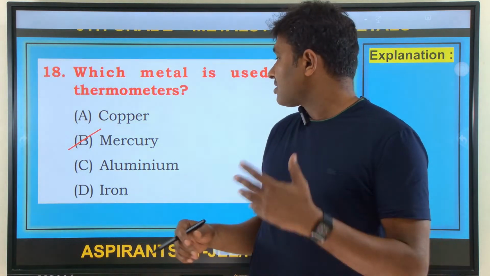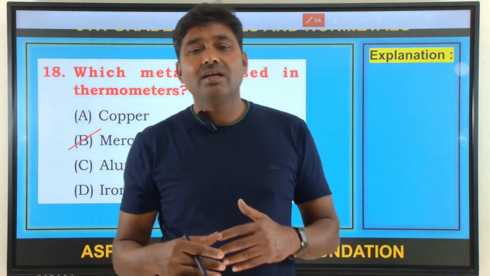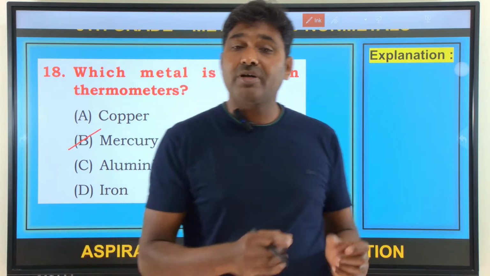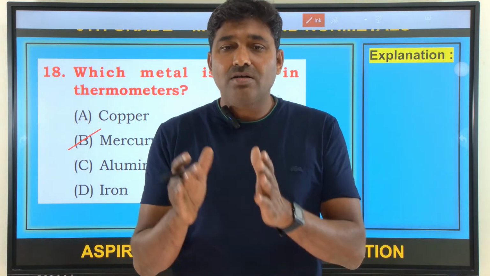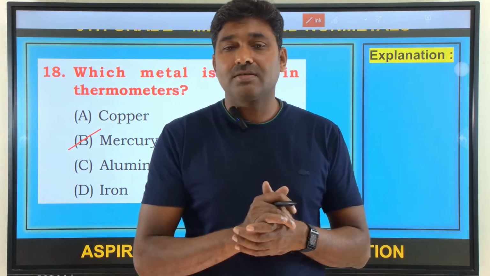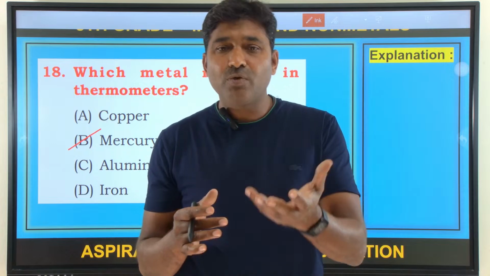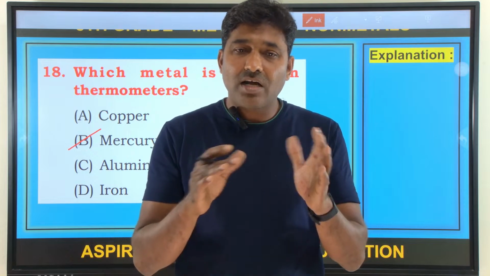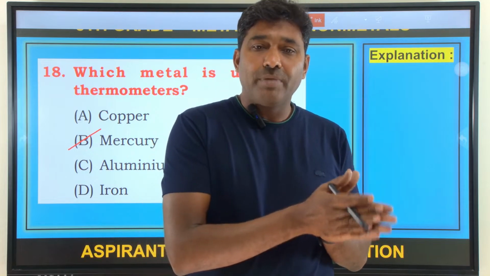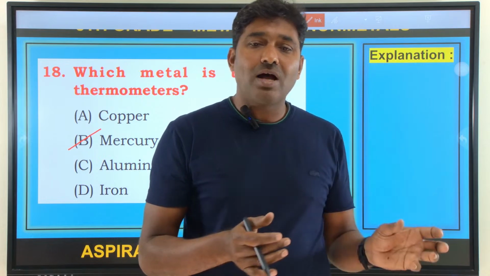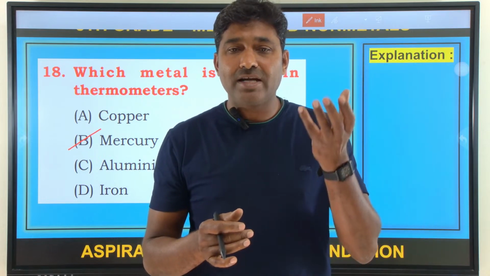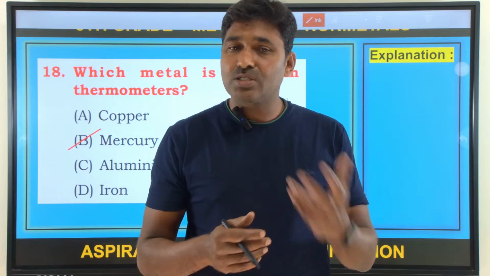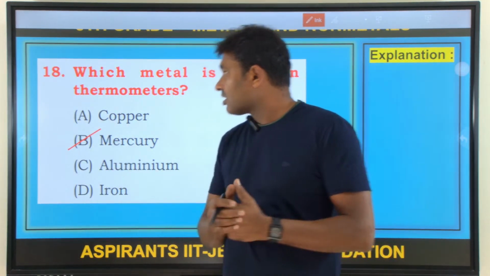So it appears easily, at the same time expands uniformly, and one more characteristic property is there for use in the thermometer: it does not stick to the walls of the glass. Adhesive forces are very low in mercury, while cohesive forces are high. Due to that, it does not stick to the walls of the thermometer, so it expands easily, and it is a heat sensitive metal. That is why mercury is generally used in thermometers.